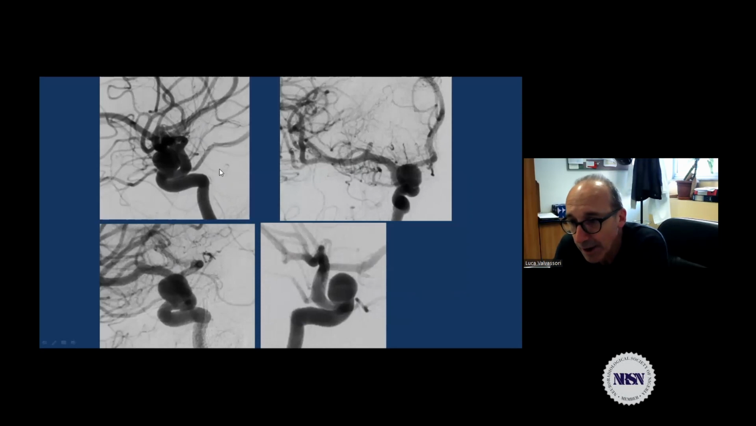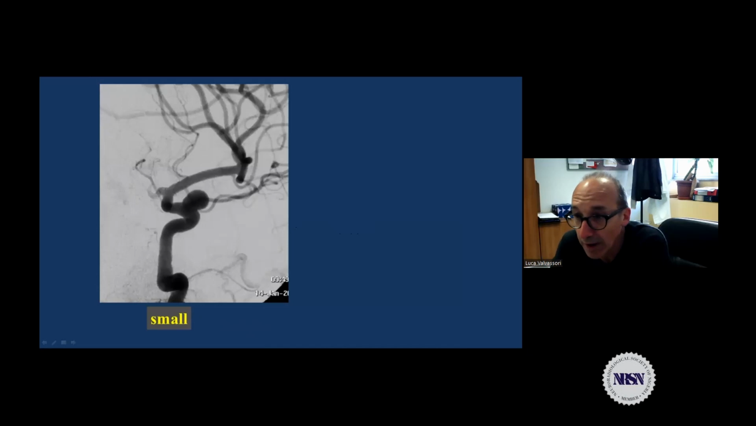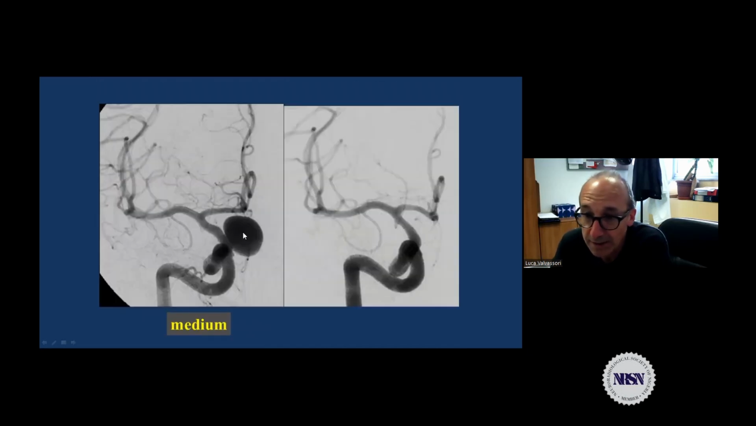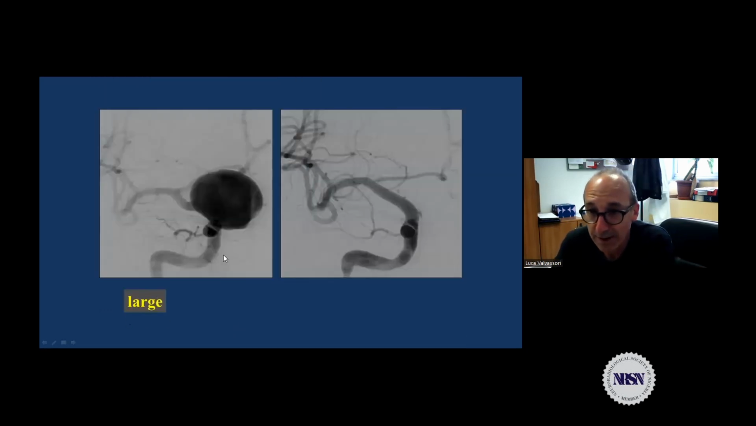These are other examples, supraclinoid aneurysm before and after. Here you can see in transparency the flow diverter stent. We can treat a small aneurysm. We can treat medium-sized aneurysms, as you can see here, before and after. And we can treat large aneurysms.